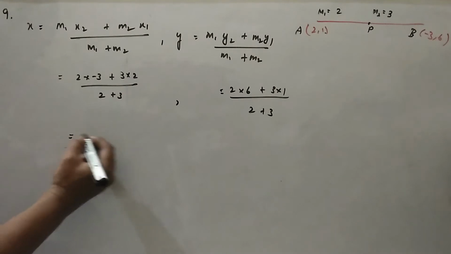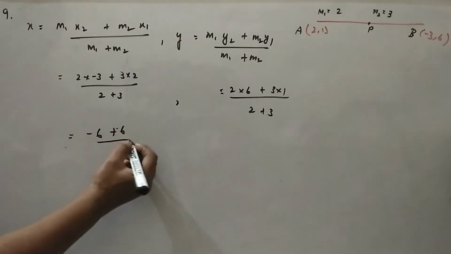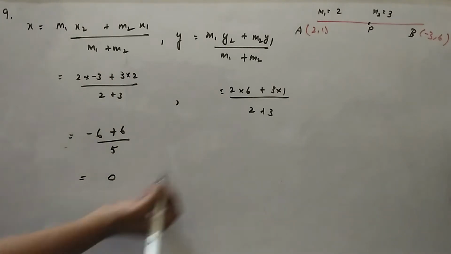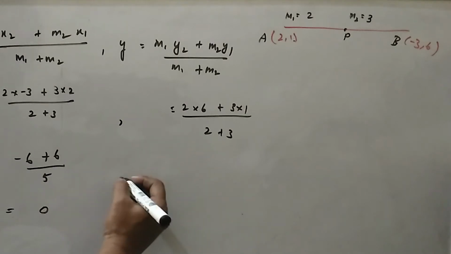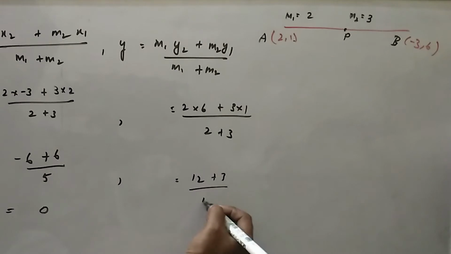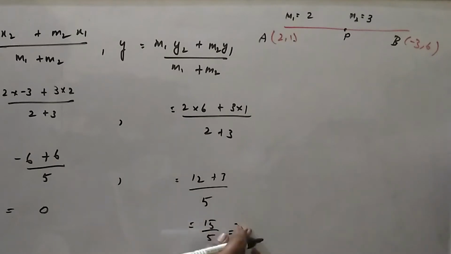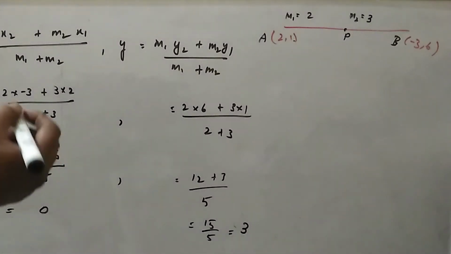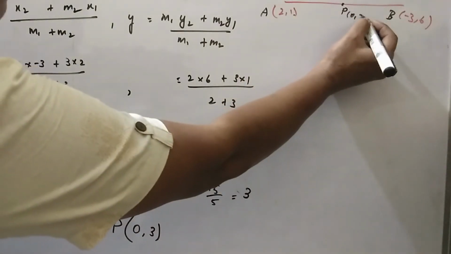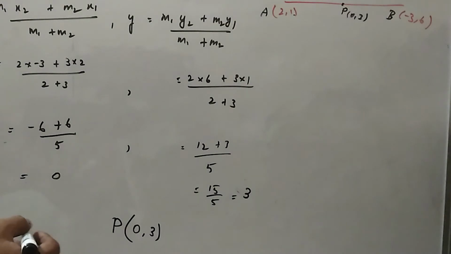Then minus 6 plus 6 upon 5, that is equal to 0, and here you will get 2 sixes are 12 plus 3 upon 5. So 15 upon 5 you will get 3. Now what is P? P is 0 and 3. So write P, we got it: 0 and 3.